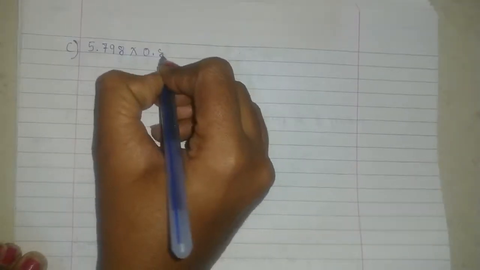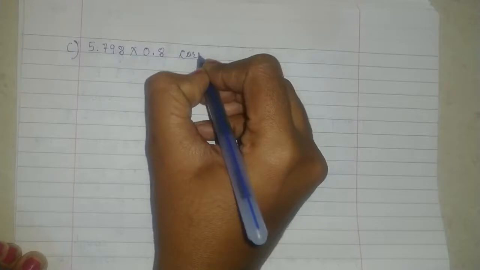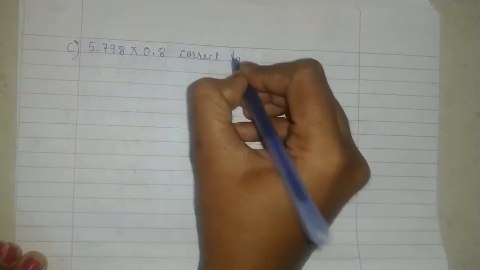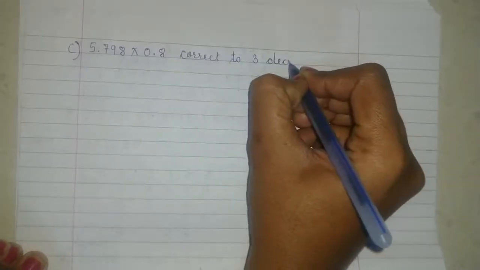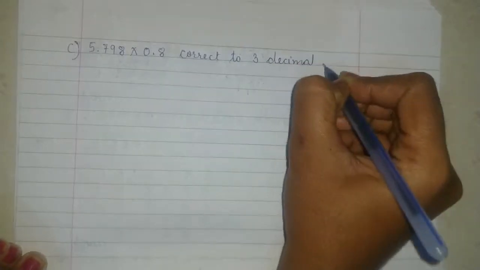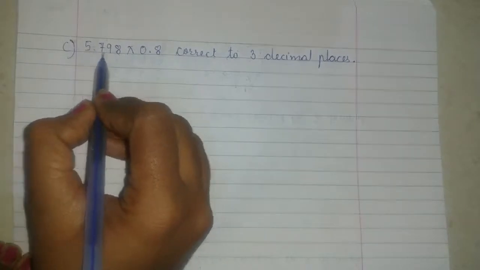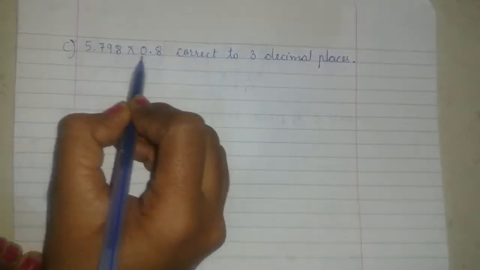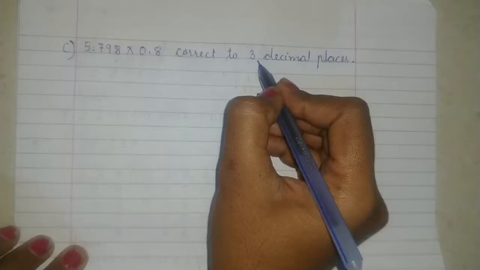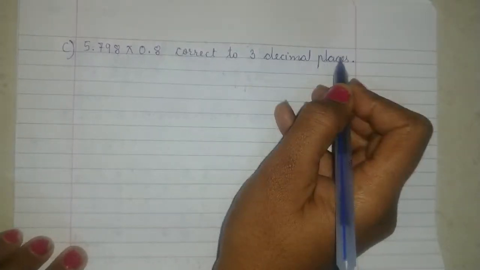6.83. Now students, let's start C number. Here we have 5.798 multiplied by 0.8, correct to 3 decimal places. Okay, so students, what we'll do over here? First we'll do multiplication of these 2 numbers and then we'll round off to 3 decimal places.